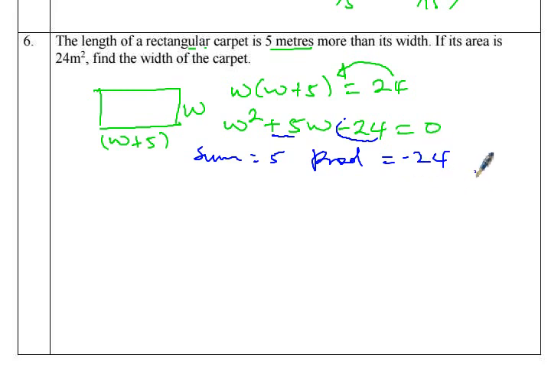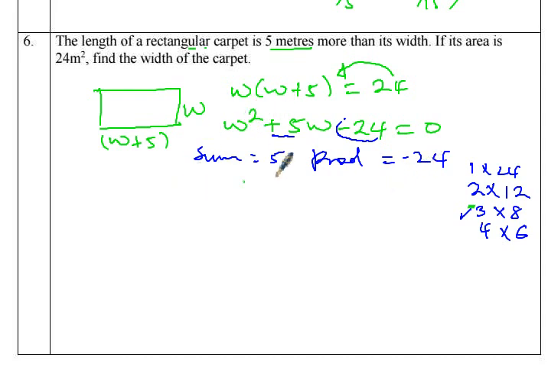And factors of 24, 1 times 24, 2 times 12, we have a 3 times 8, 4 times 6. I think we have them all now. Which pair can give us a 5? We have 3 and 8, this pair here. And since the number is a positive 5, that means the smallest number is what we need to make negative. So that negative 3 plus 8, positive 5, negative 3 times 8, negative 24. Good.